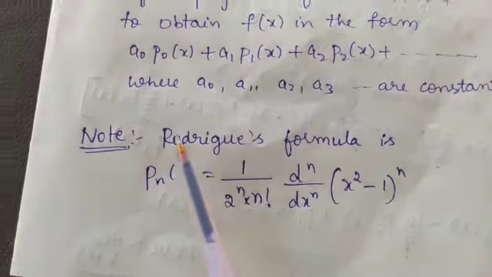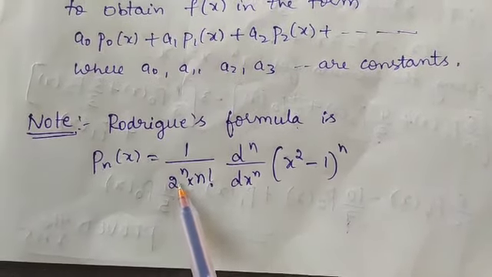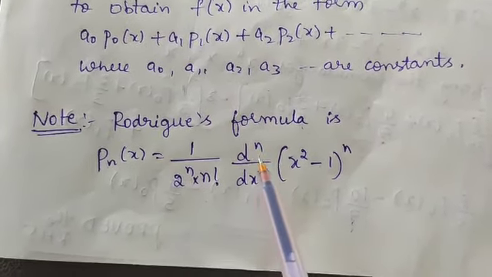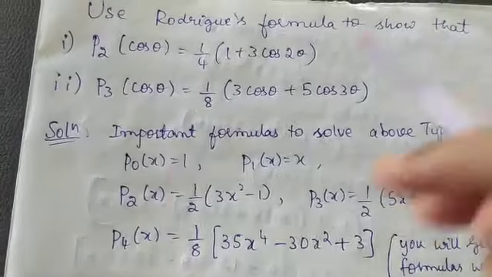As I already told, the Rodrigues formula is given by Pn of x equals 1 by 2 power n into n factorial, the nth derivative of (x square minus 1) whole power n. So this is the Rodrigues formula. Today we'll solve problems on the Rodrigues formula.